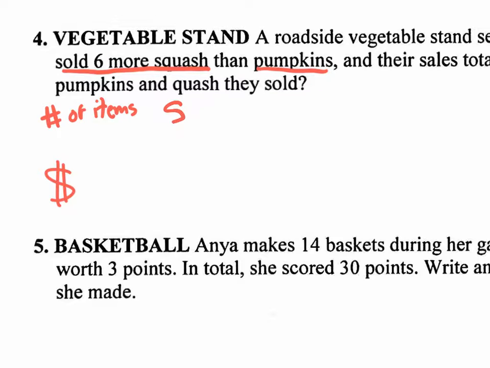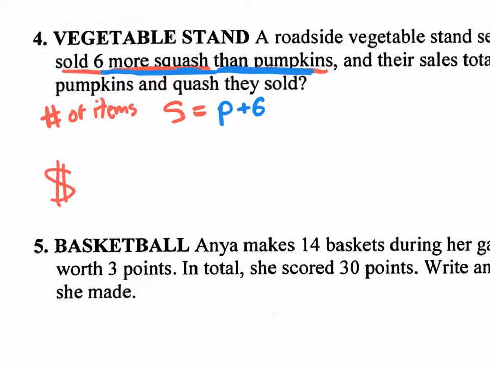So your squash is going to be more than the pumpkins. You don't know the squash number, but we're going to put S equals, and the squash will be 6 more than pumpkins. Okay, 6 more squash than pumpkins. So whatever your pumpkin number is, we're just going to put it as P. We're going to go 6 more than that, so you'd put plus 6. Does that make sense? 6 more squash than pumpkins. So how many squash did you sell? 6 more than the pumpkins. That's what it says right here.